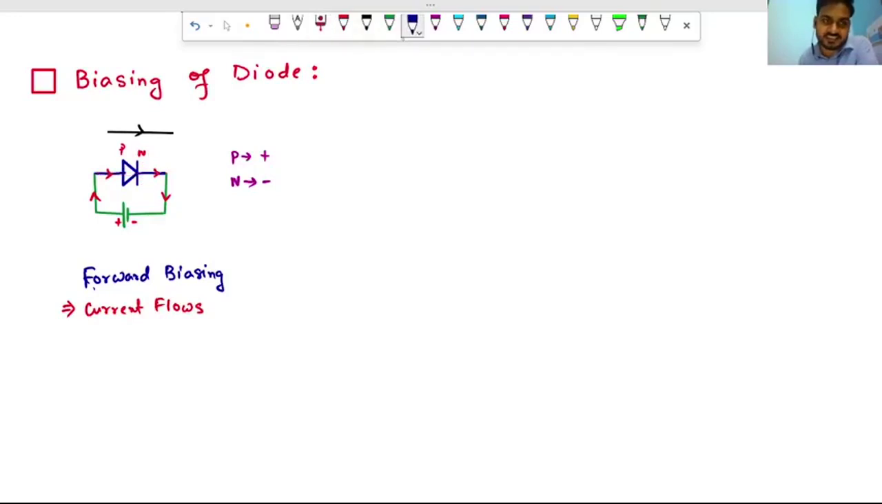Now let us discuss another biasing. Everything will be fine, I am just copying it. But I'll erase the direction of the currents, because I am going to change the polarities of the battery. That is, now I'll connect the battery with the negative terminal here and the positive terminal here.